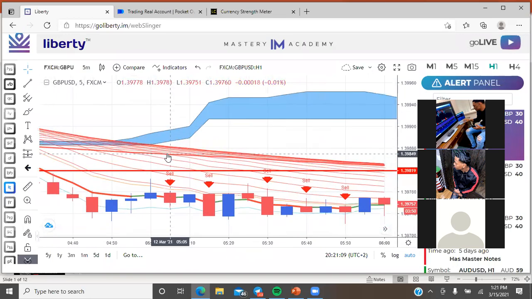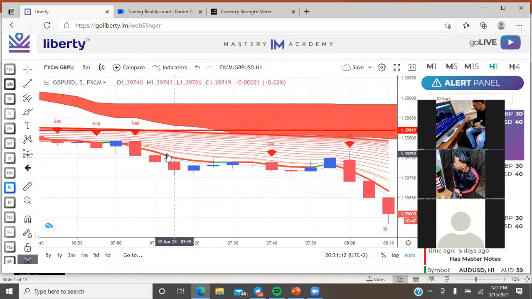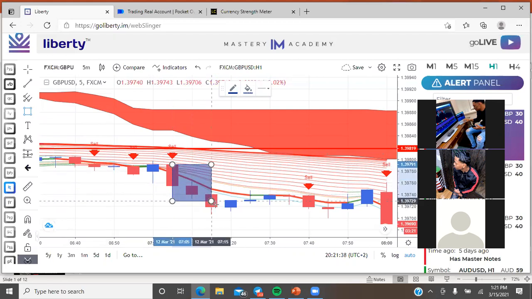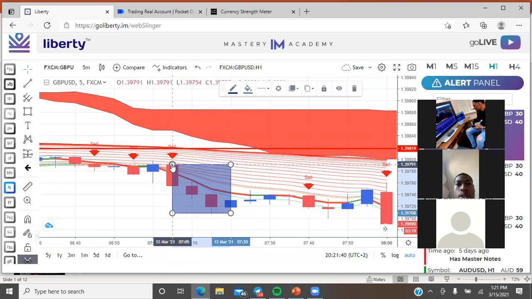So let me go to a sell. The sell is much simpler. It's pretty much the same thing as a buy, except of course, we're looking for red confirmations. So when it comes to a sell outlook on Web Slinger, we have to make sure our candlesticks are red, first and foremost. So the first confirmation, we have to make sure we have red candlesticks under our red cloud.